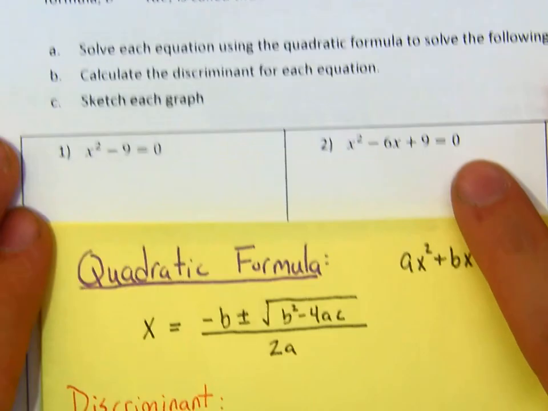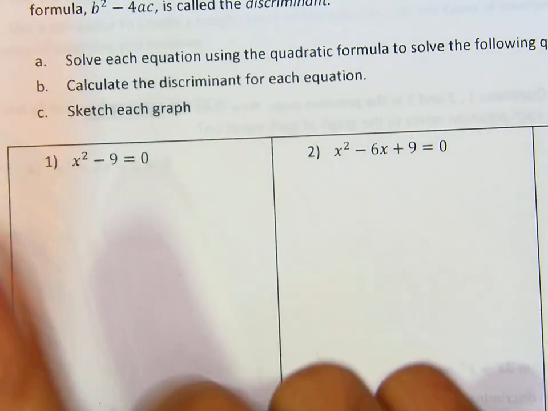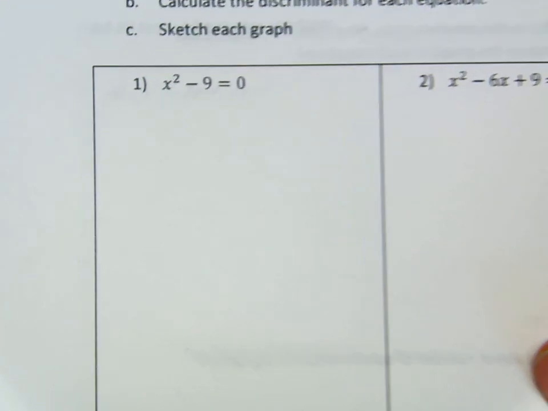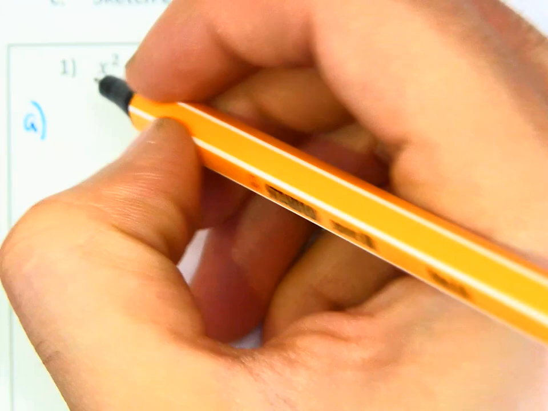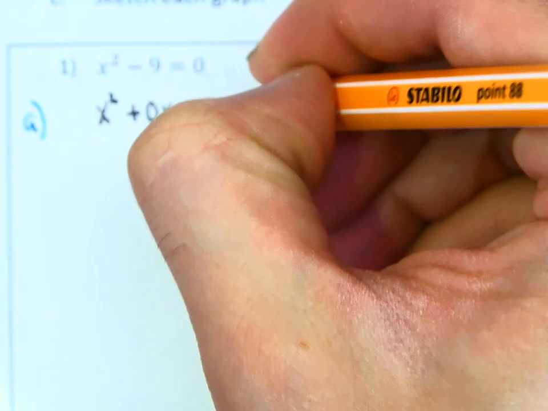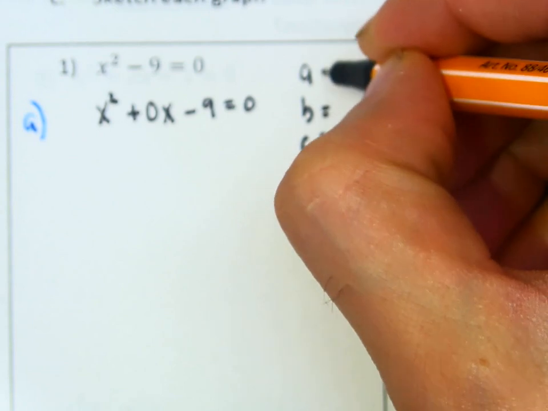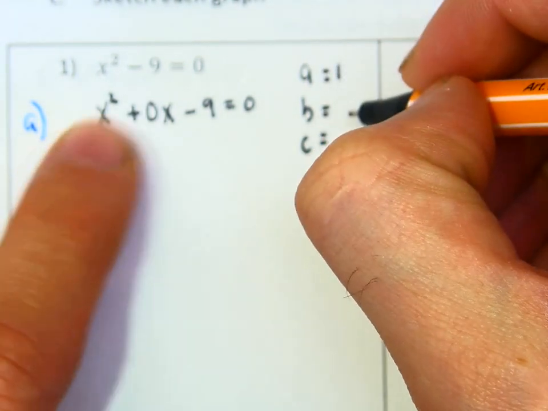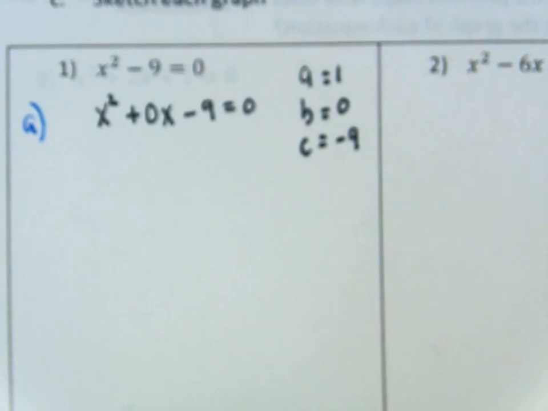Discriminant. So let's go through each one of these, A, B, and C. So for part A, let's use the quadratic formula to solve this. So notice over here, let me zoom in a little bit. So what is the quadratic formula? Notice that x squared minus 9, you could write it as x squared plus 0x minus 9 equals 0. Because here we need an a, a b, and a c. So what is our a? Our a is 1. What is our b? 0. And what is our c? It's minus 9.